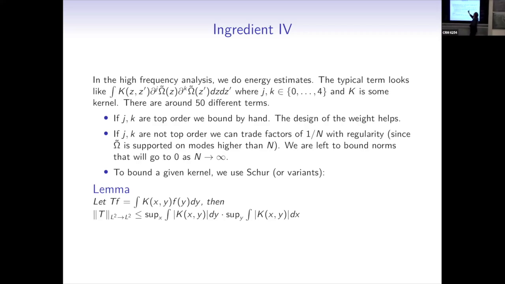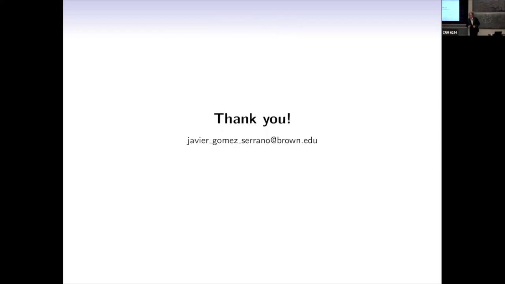So we have some room to spare that gives us powers of n to trade. So the norm of these terms is going to be some power of n times some constant. And in order to bound that constant, we use Schur or variants of Schur, depending on the term, which essentially tell us how to bound these integral kernels in some way of this flavor or small variations. Okay, and now combining all of these ingredients plus the ones that didn't show up, you get the desired stability. And you can conclude from there after going through all the nonlinear analysis. Let me stop there. Thank you so much.